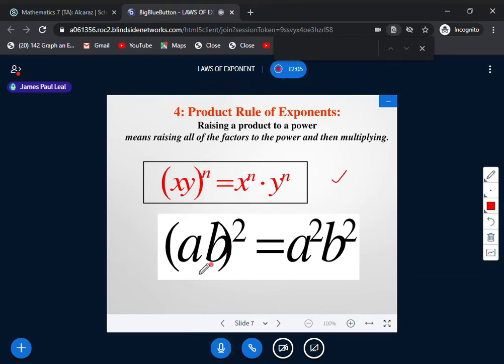For instance, I have here a times b, quantity squared, okay? So that is actually equivalent to what? A squared, so you have to multiply, there's an automatically 1 here, so that will be a squared, and your b is actually equal to this. Okay, so b raised to 2 is actually equal to b squared. So the answer will be a squared times b squared. So that's the thing for the fourth law of exponent. Okay, so that's the concept.